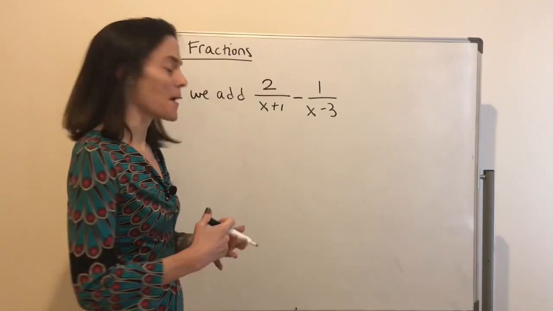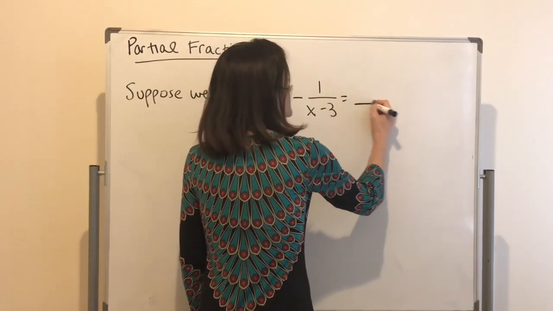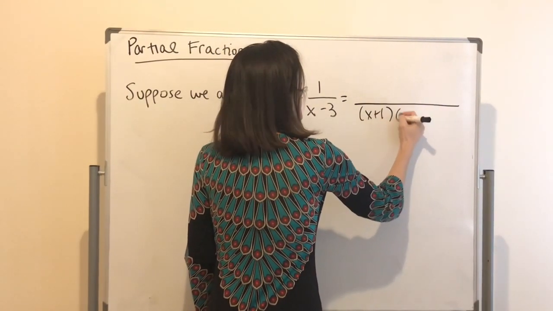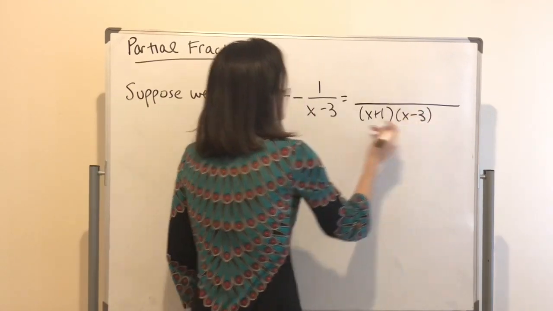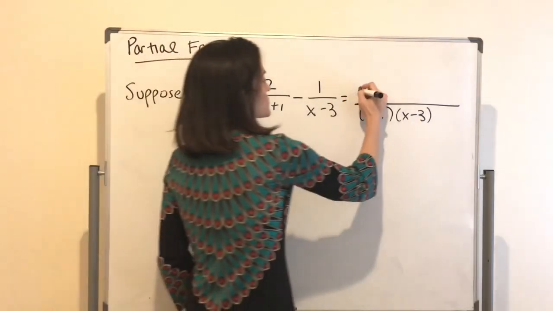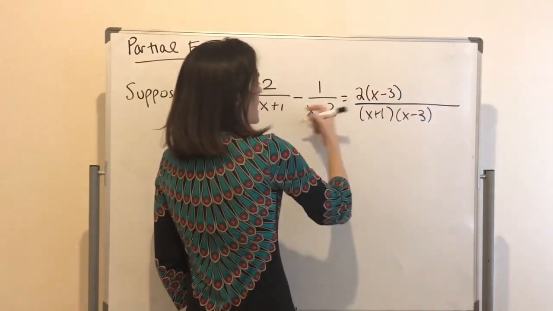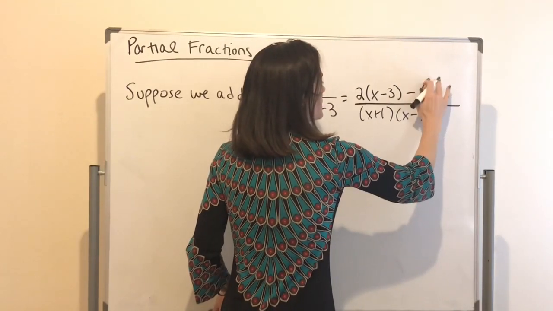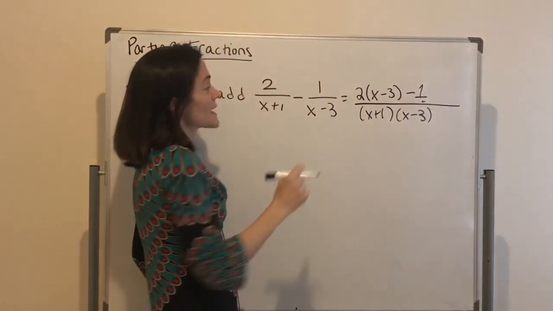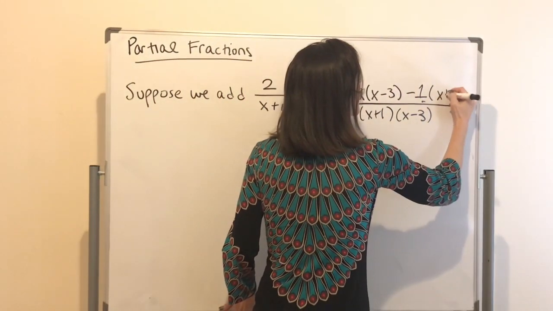Well, we would get a common denominator, which in this case is just the product of the two, x plus 1 and x minus 3. And then you would multiply this first term by x minus 3 over x minus 3. So this would be 2x minus 3. And then we have a minus 1. Maybe I'll put the 1. You would multiply the second term by x plus 1 over x plus 1. So we would have x plus 1.